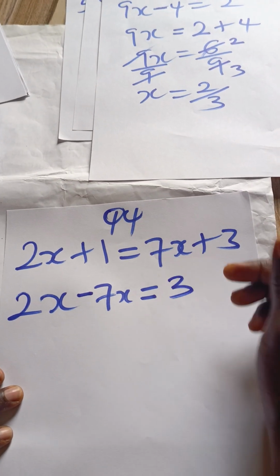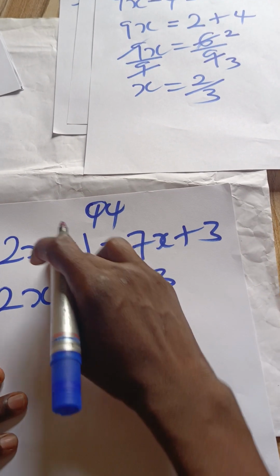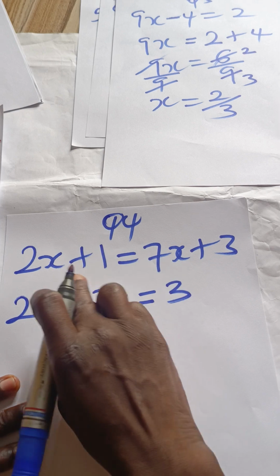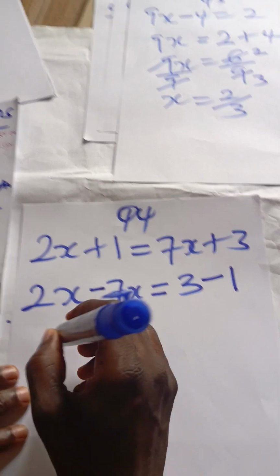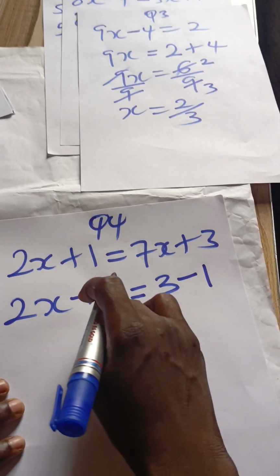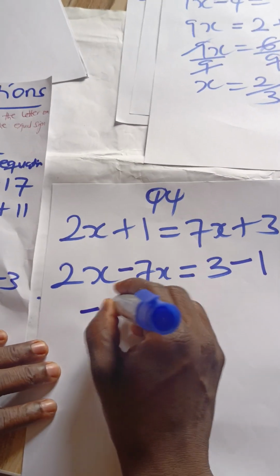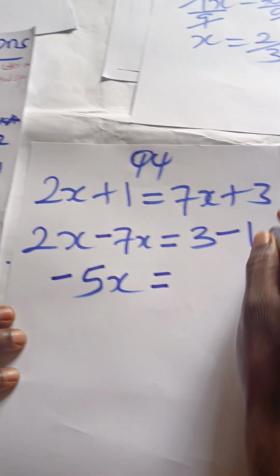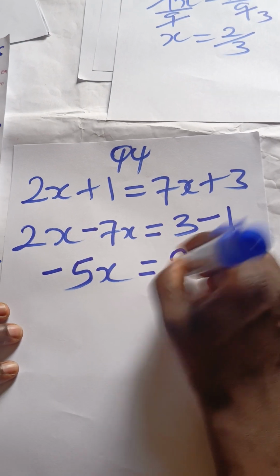It is already positive, so there's no need to bring the plus here. So 3 and this 1, which is with the positive sign, crosses the equal sign and becomes negative 1. So here we are going to get 2 minus 7, which gives us minus 5. Then you bring your x is equal to 3 minus 1, which is equal to 2.